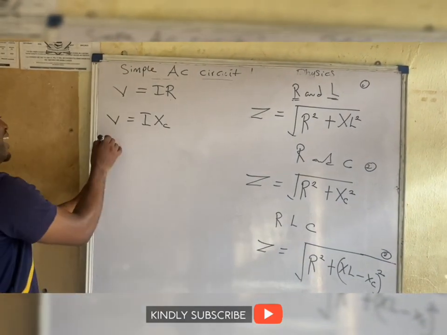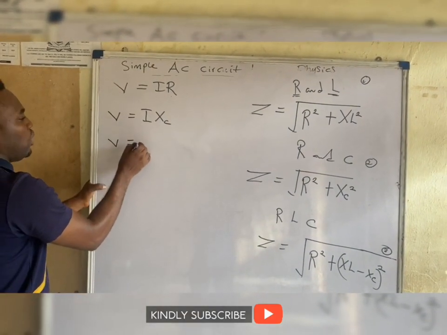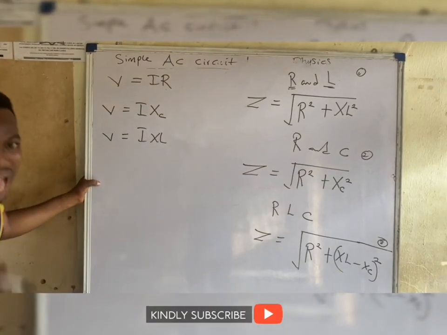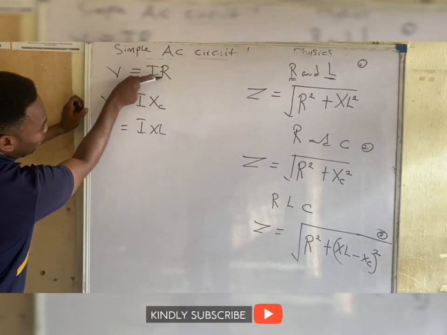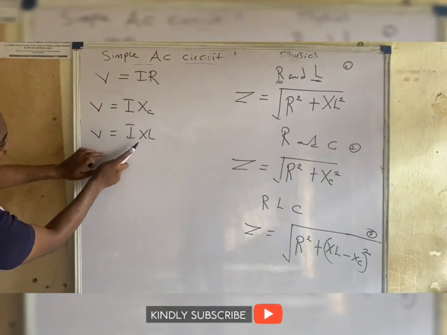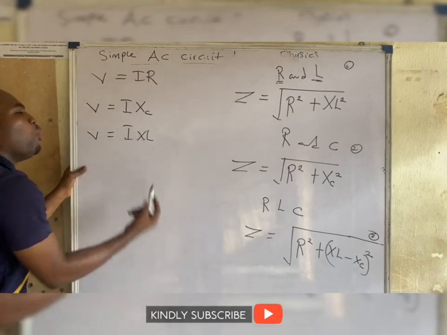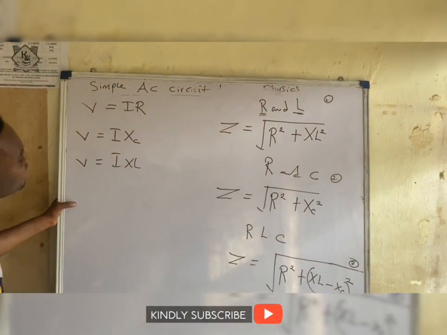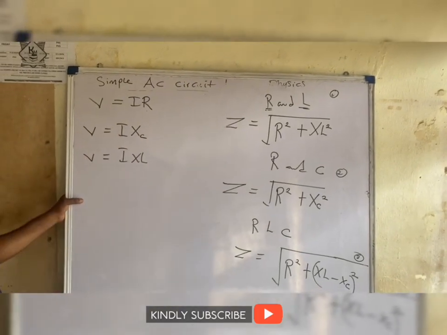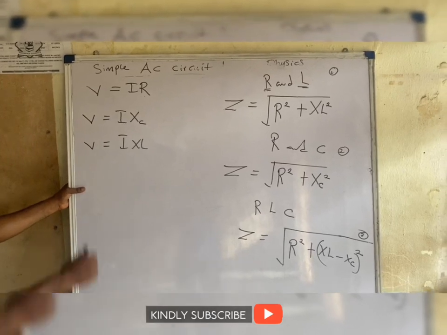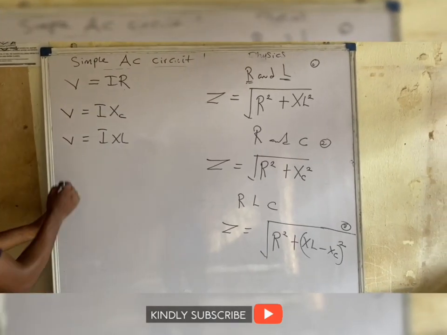Again, I can write V is equal to what now? I XL. Why? Look at R, look at X, look at XL. Three of them are interchangeable. Now I can put XL because this is also what? A resistance delivered by what? Inductor. Delivered by the inductor.